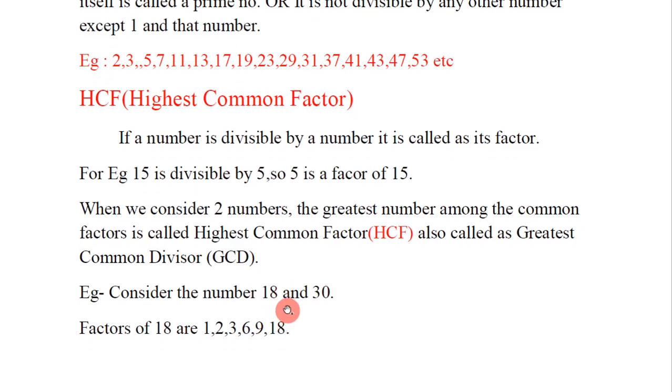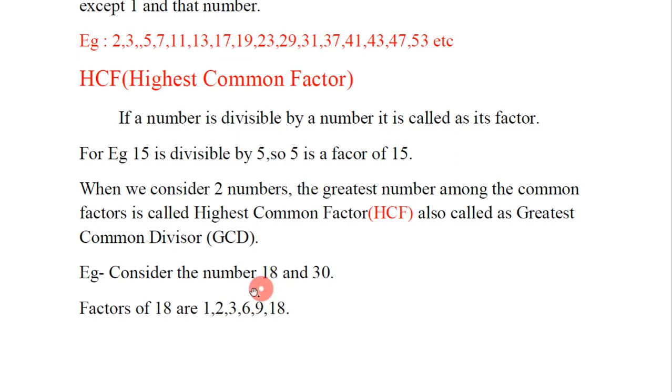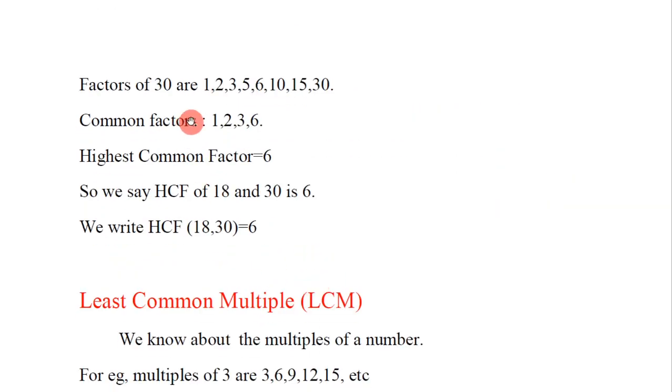For example, consider the numbers 18 and 30. So factors of 18, that means the numbers which divide 18, are 1, 2, 3, 6, 9 and 18. Any number is always divisible by 1 and that number itself. So 1 and 18 are the divisors of 18. Other than this, in between, the numbers which divide 18 are 2, 3, 6 and 9. Similarly, for the number 30, the factors are 1 and 30. In between them, these are the divisors of 30: 2, 3, 5, 6, 10, 15.